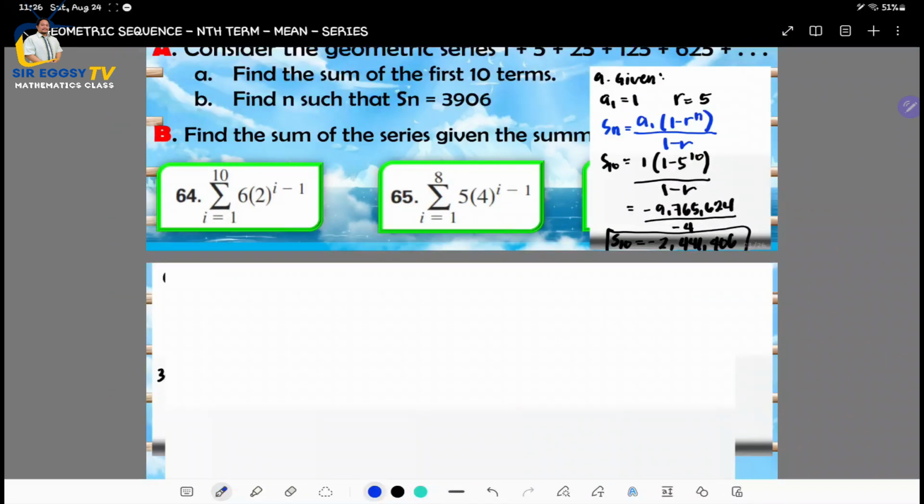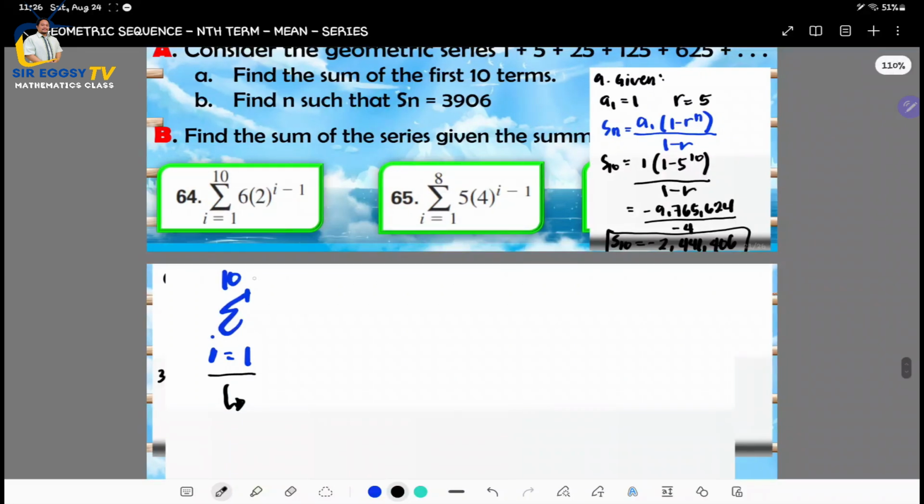Okay? So as we can see, in our next example, this is a sigma notation. Okay, wherein let's have the meaning first. So you have the sigma notation wherein i is equal to 1 and this is equal to 10. So what does that notation mean? The one below indicates where you will start. And this 10, this is your ending. So this is your start and this is the ending.